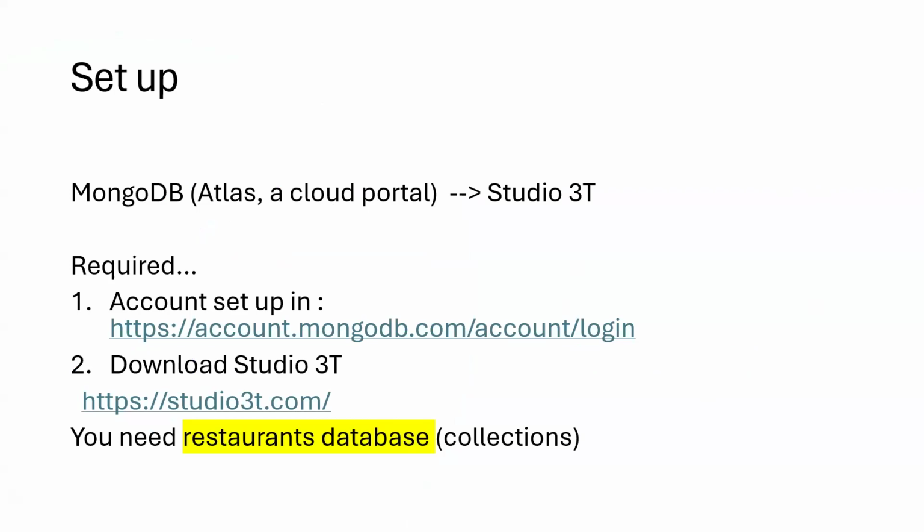So this tutorial will help you set up the cloud portal, and then at the same time show you how you can download Studio 3T and be able to access it. When you set this up, you come up with a bunch of different data sets or databases that you can use. In this case, we're primarily targeting the restaurants database, but you could have about 7 to 8. So once again, all you need is links.